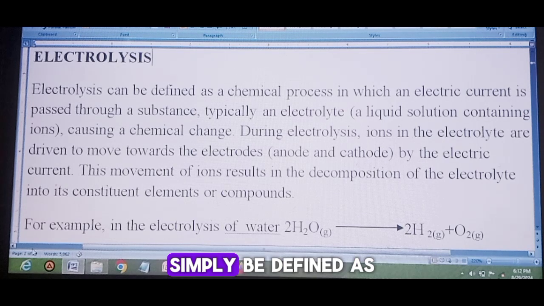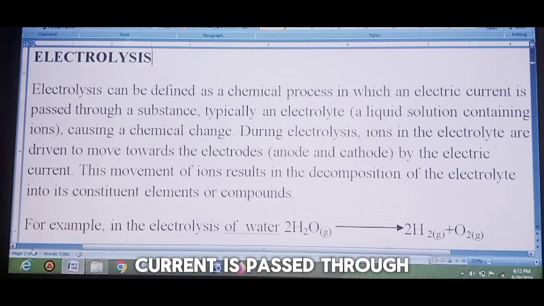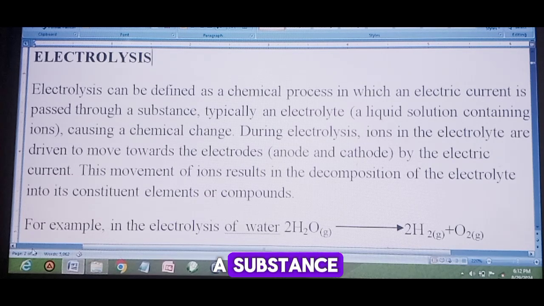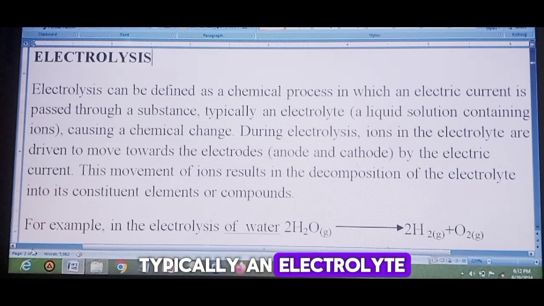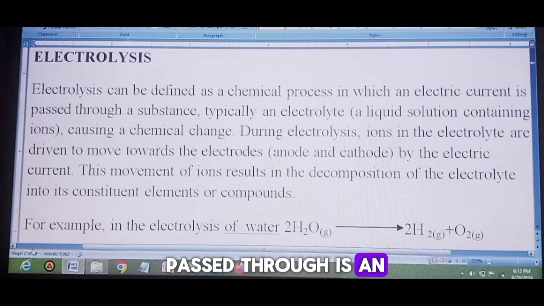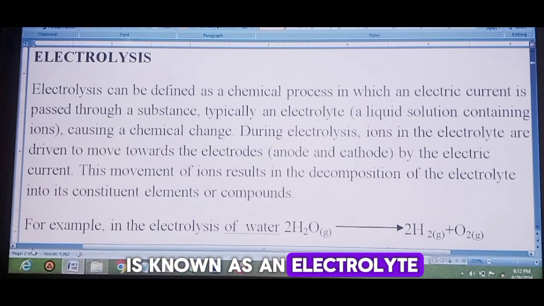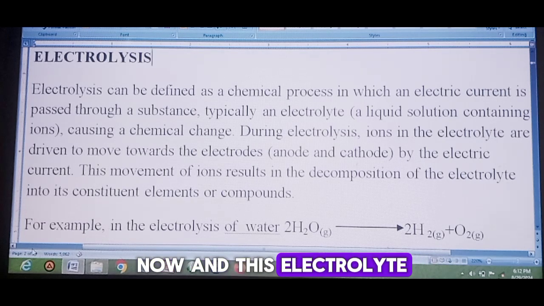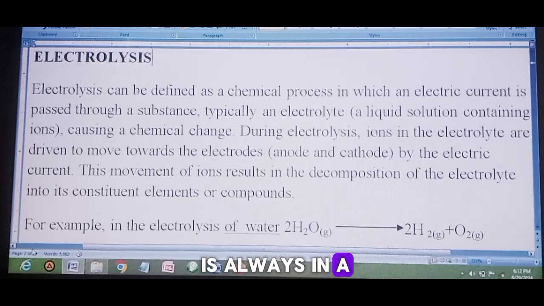Electrolysis can simply be defined as a chemical process in which an electric current is passed through a substance, typically an electrolyte. Now, this substance that this electric current is passed through is known as an electrolyte. And this electrolyte is always in a liquid form or in aqueous form. It is always in liquid form, right?